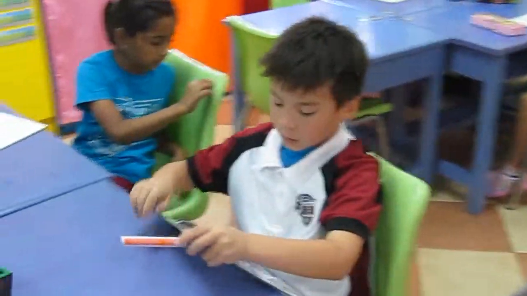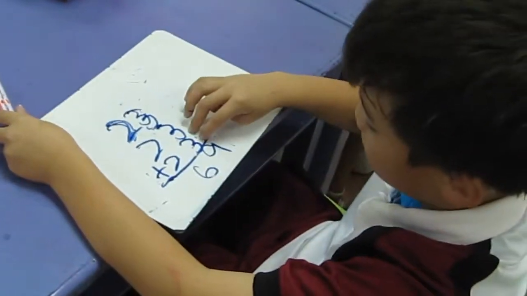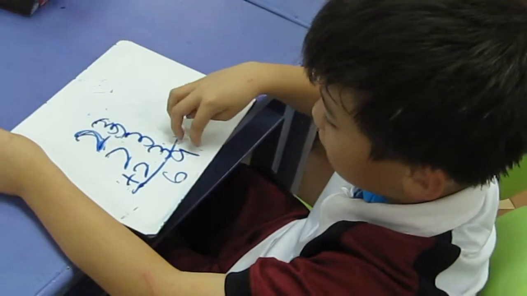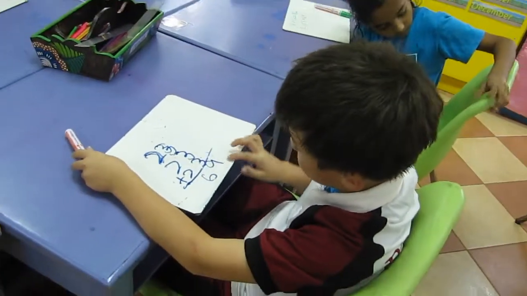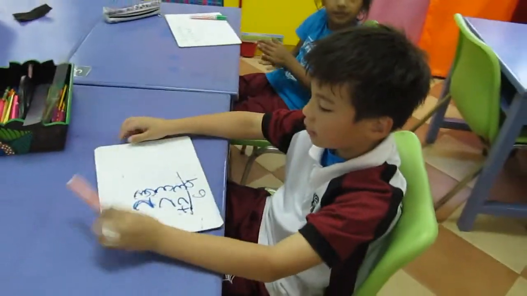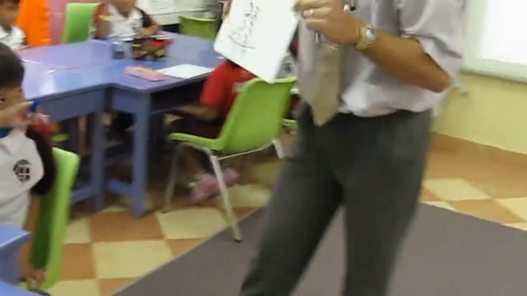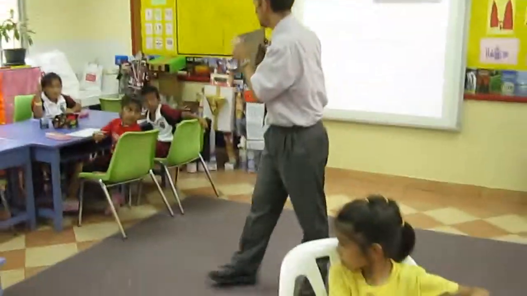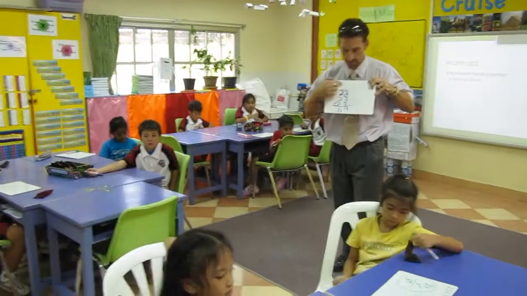Let's have a look. You can do 3 plus 3 plus 3, that equals 9, and 2 plus 2 plus 2, that equals 6. So that's how I did it. Right, excellent. So Jet used column addition. Repeated addition to work out multiplication. Using repeated addition with a column addition.